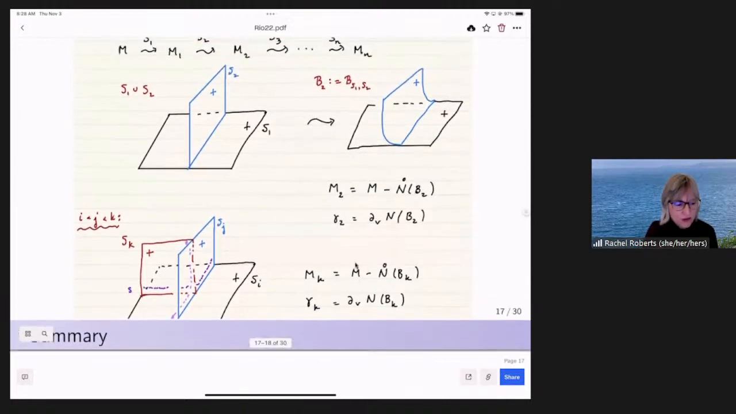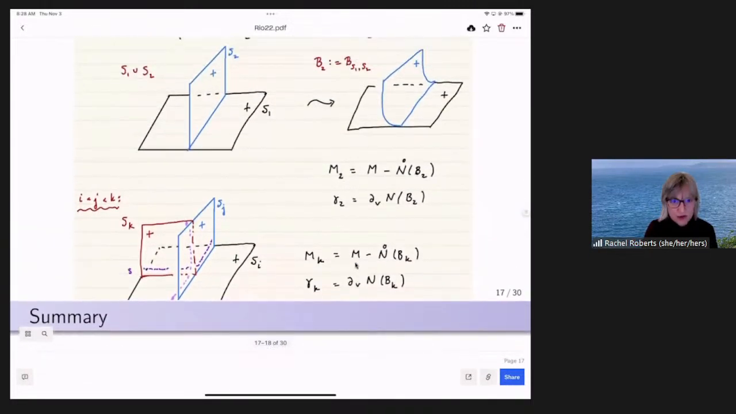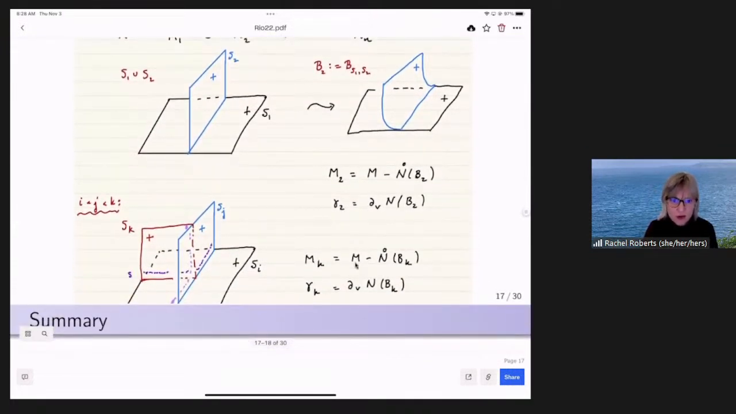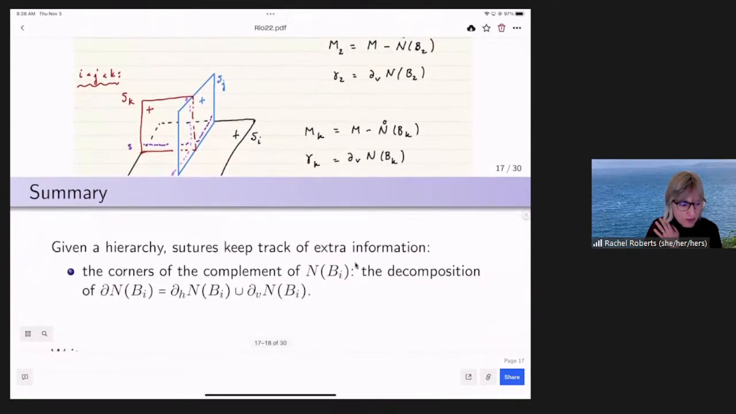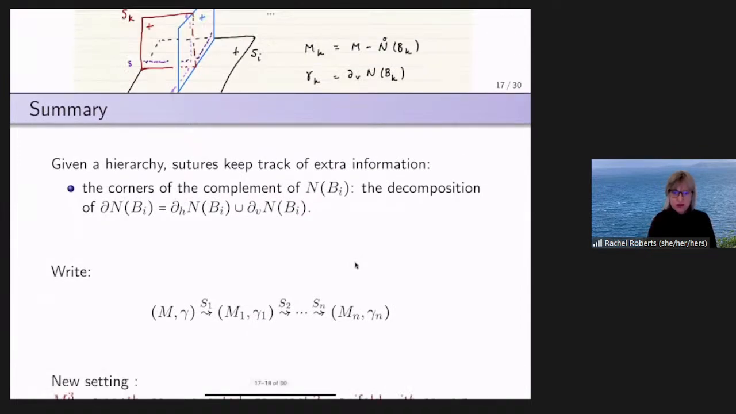So there's a well-defined way to go from a hierarchy to a branch surface. We might have started with a partial hierarchy and ended up with a branch surface. It could have been a terrible partial hierarchy, and this could be a terrible branch surface. But whatever, if we have a partial hierarchy, the sutures keep track of extra information. They keep track of the information of this vertical boundary, horizontal boundary decomposition of the branch surface. So at each stage, we have the vertical boundary of the resulting branch surface, and the gamma_i is just the regular, or just these vertical annuli.